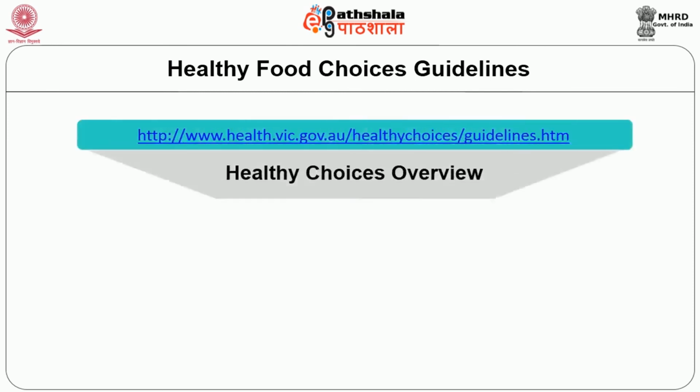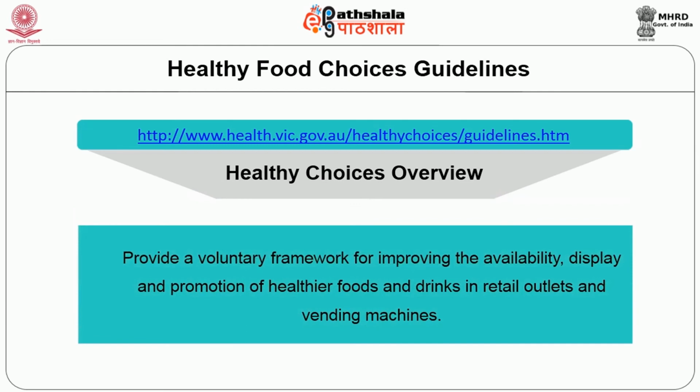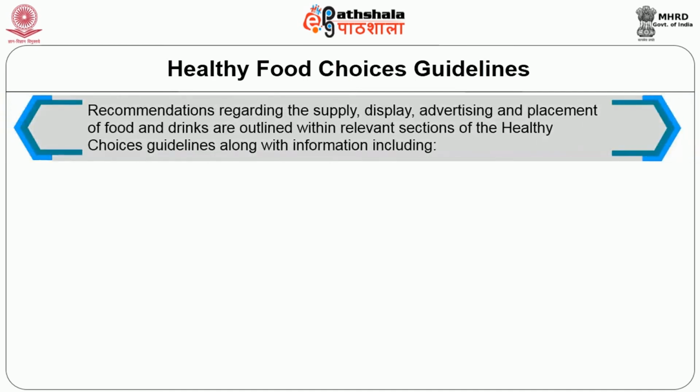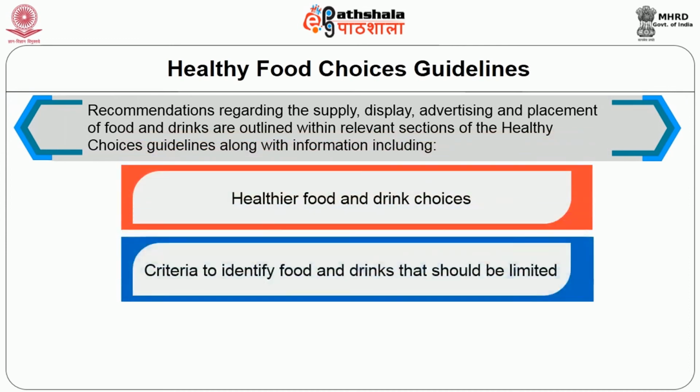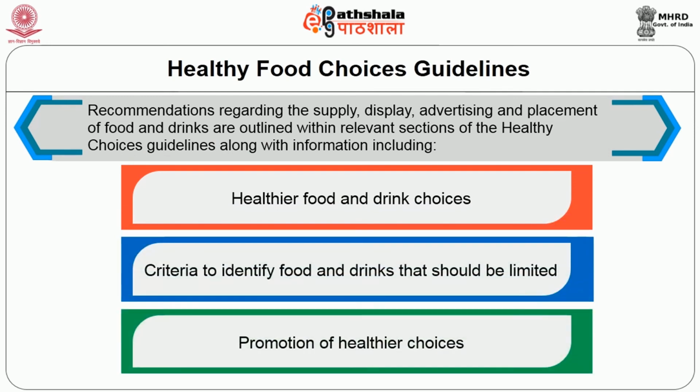The healthy choices, food and drink guidelines provide a voluntary framework for improving the availability, display and promotion of healthier food and drinks in retail outlets and also vending machines when we are out. The recommendations regarding the supply, display, advertising and placement of foods and drinks are outlined with relevant sections on healthy choice guidelines, along with information including healthier food and drink choices, criteria to identify food and drinks that should be limited, and the third, promotion of healthier choices.